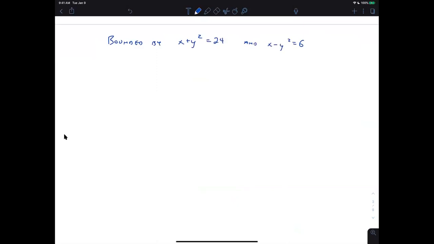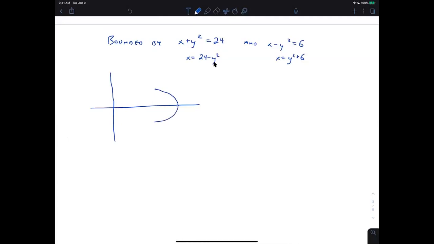Okay, so to graph those, you should probably solve for x because of the y squareds. So I'm going to solve that and get x equals 24 minus y squared, and x equals y squared plus 6. Okay, so x equals y squared is a parabola that opens to the right. Negative y squared flips it around and makes it open to the left. And then the 24 shifts it to the right 24. So it looks about like that.